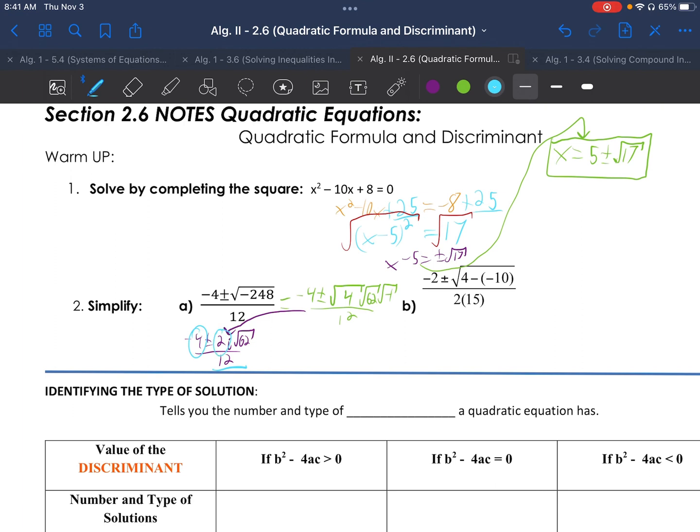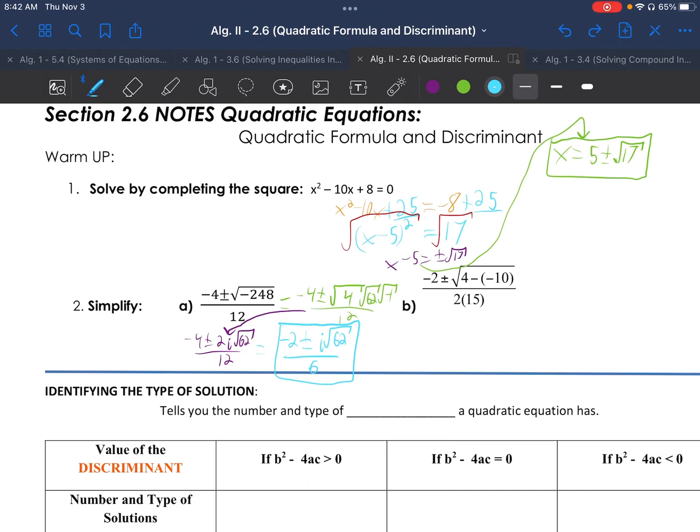And I can actually reduce this 12 with both that 4 and 2i, if you recall. I'm going to do just that and get negative 2 plus or minus i times the square root of 62 over 6. And we could actually separate these out even further into two different fractions if we wanted to.